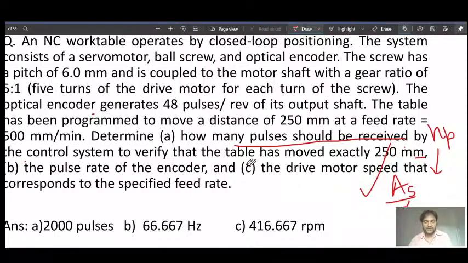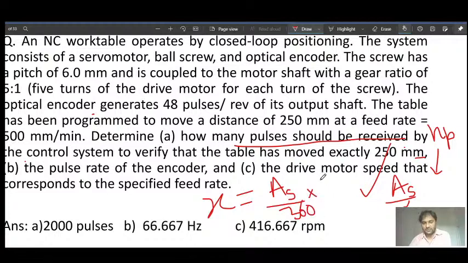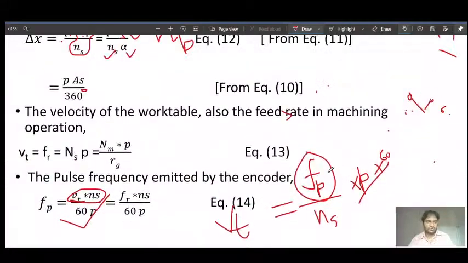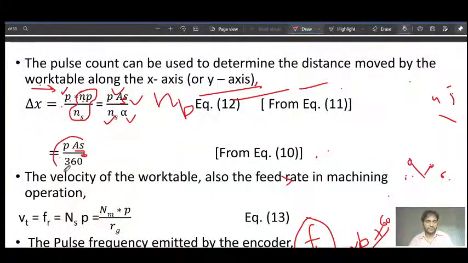So to get AS value, again you have to use the value of X. So X is what? AS, angular rotation by 360 degree into pitch value. If you remember this, let me show you here. AS by 360 degree into P, that is linear displacement, or you can use this one, P into NP upon NS. You can use directly this formula also or this formula also.